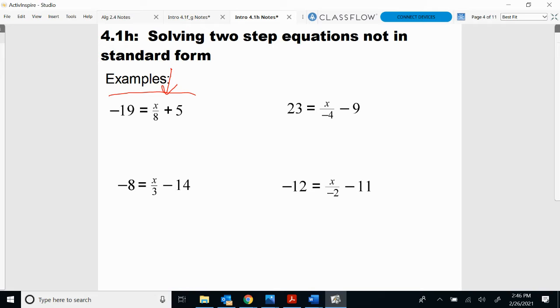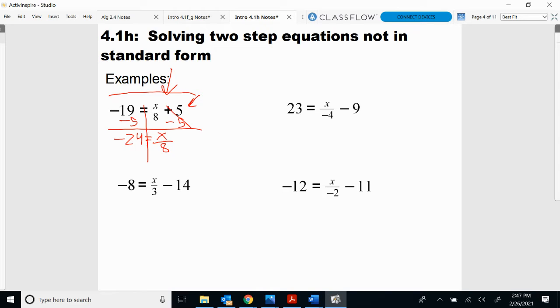All right, and you start with the number that is furthest away from x, which is our plus 5 there. That's where we're going to start. So we want to get rid of that one first. We're going to do the opposite of plus 5. We're going to do minus 5. And if we do that, we got to watch our negatives here. Negative 19 minus 5 is going to get us negative 24 is equal to x over 8. All right, so there we got that step.